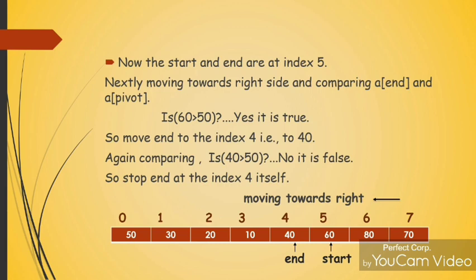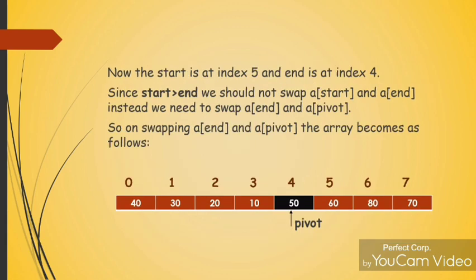Next, moving towards the right side and comparing A of end and A of pivot. Is 60 greater than 50? Yes, it is true. So move end to the index 4, that is to 40. Again comparing. Is 40 greater than 50? No, it is false. So stop end at the index 4 itself. Now the start is at index 5 and end is at index 4.